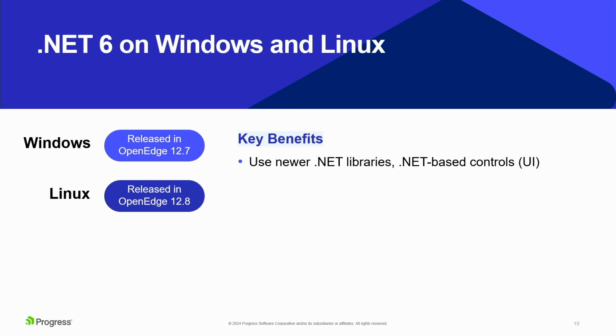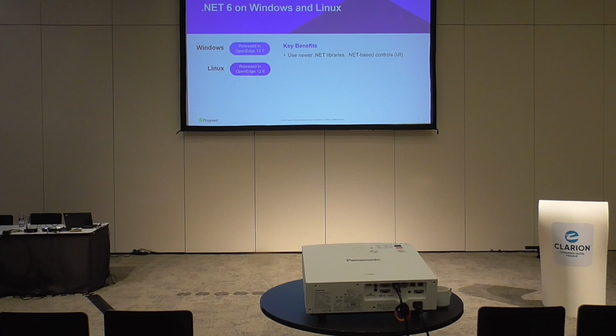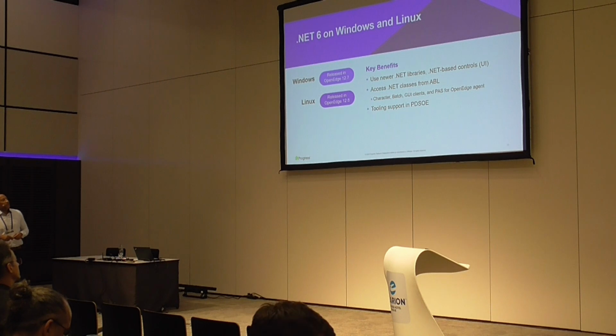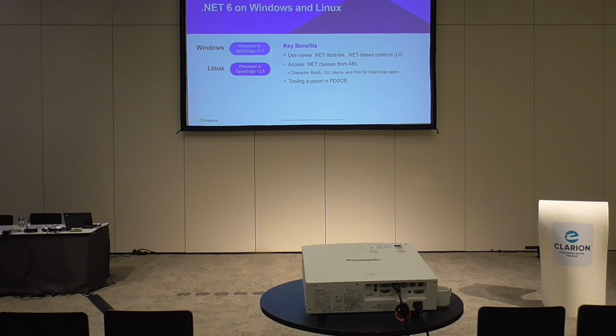And so some key benefits that this provides developers is that you can now use newer libraries, newer .NET 6 libraries, .NET-based controls to improve the user interface. This was the first time that you were able to access .NET classes from the ABL in multiple ABL clients. You also got support for PDSOE, content assist, content class browser, etc.